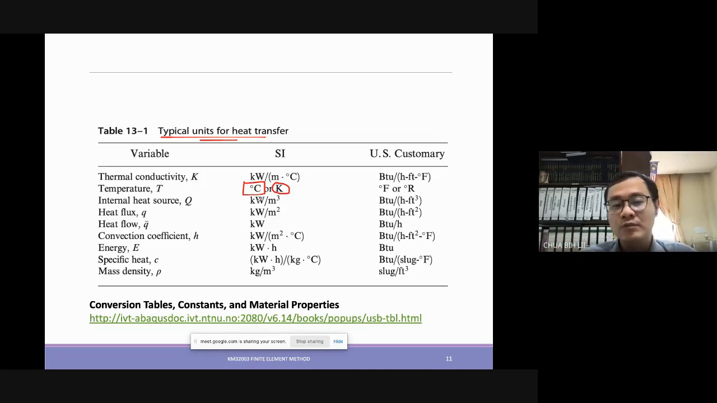Or you may also want to do it in Fahrenheit, but that is when you apply all your other constants or parameters in Fahrenheit form. So this is how you can set them up, according to the SI unit.